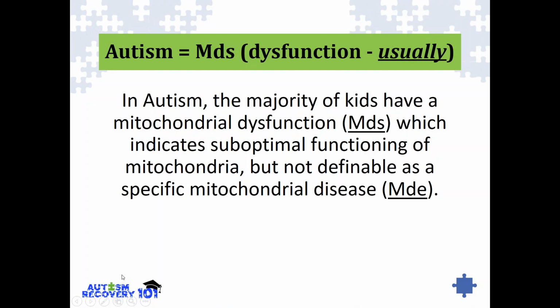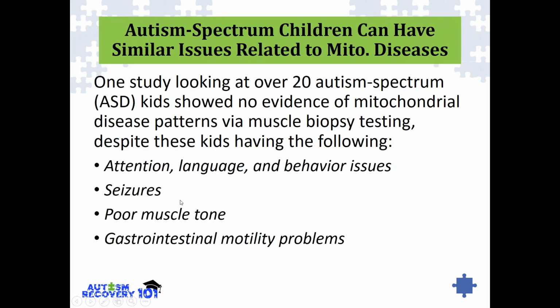But the vast majority of kids who have a mitochondrial problem, it's usually what's called a dysfunction. Okay, this is where we're just getting suboptimal function of the mitochondria, usually brought about by other factors: toxins, yeast, bacteria, oxalates, maybe some nutritional imbalances that are occurring. Okay, but they're not a definable mitochondrial disease.